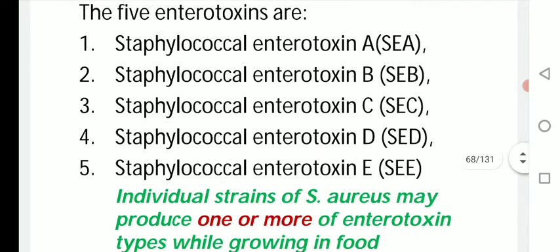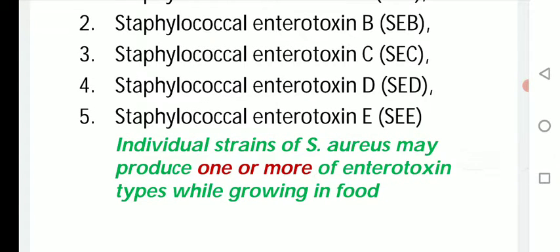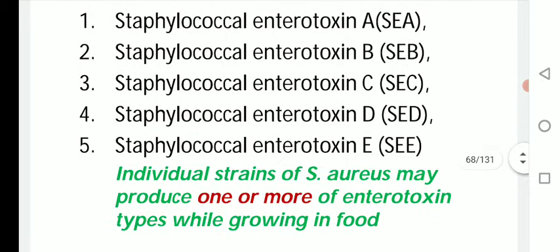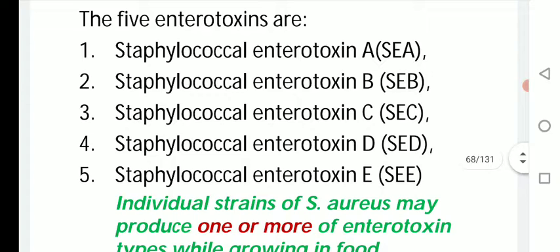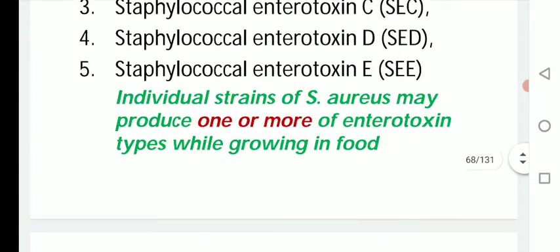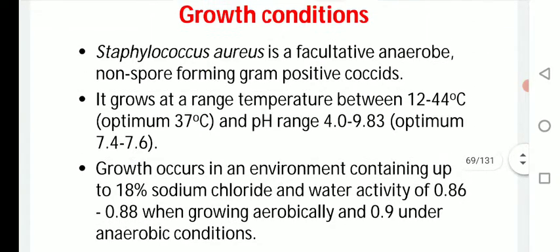They cause severe effects in our body. So an individual strain of Staphylococcus aureus may produce one or more enterotoxin types while growing in food. So all these types of toxin may be produced by one type of bacteria or several different types of Staphylococcus aureus bacteria.